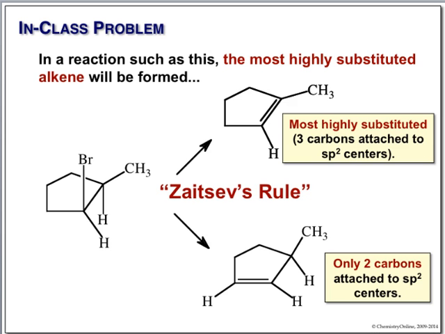Look at this alkene. We have 3 carbons attached to it. Down here, we have 2 carbons. This is more highly substituted. Zaitsev says this is our major product. And he's right. So you always want to go to a situation where you're going to form the most highly substituted alkene. Zaitsev's rule.